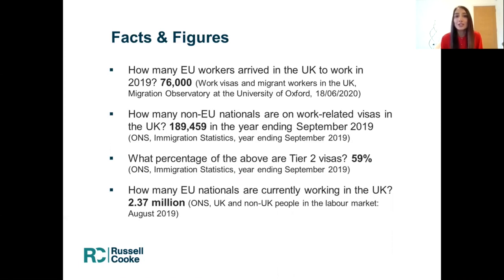Now, the number of non-EU nationals that were on work-related visas in the UK in the year ending September 2019 was 189,459. Of those, 59% were on Tier 2 visas, which definitely shows how popular and how important this visa category is for the UK workforce. Now, the number of EU nationals that are currently working in the UK, according to the ONS in August 2019, was 2.37 million.